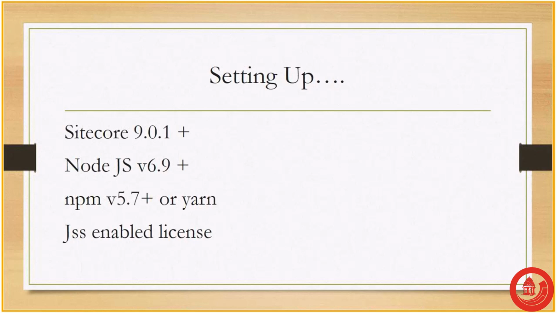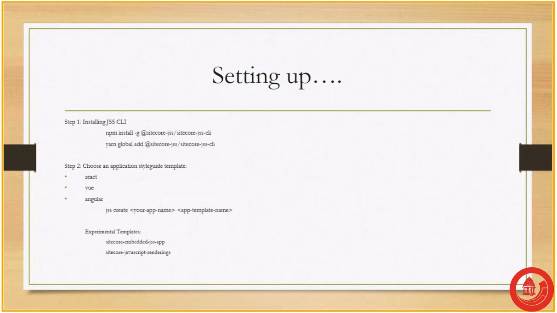After ensuring that, the second step that we need to do is to install the JSS command line interface. So the command line CLI we can install using this npm command: npm install -g @sitecore-jss/sitecore-jss-cli. So this will install the Sitecore JSS CLI in the global assembly cache. The corresponding yarn command is yarn global add Sitecore JSS CLI.